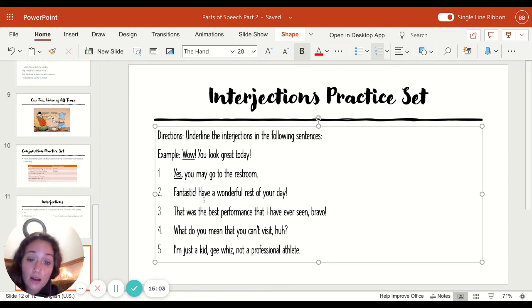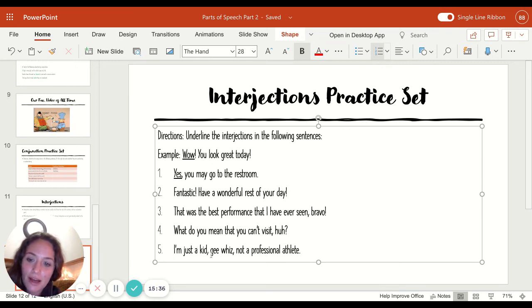Okay, so go ahead. Oh, and then let's do, so again, usually interjections will come in the beginning of the sentence, but sometimes they come in the middle or the end. Again, having a mild interjection. And so I'm going to just skip to number 5, and then you'll do 2 through 4 on your own. So I'm just a kid, not a professional athlete. Gee whiz is in the middle, so I'm just a kid. Gee whiz, not a professional athlete.